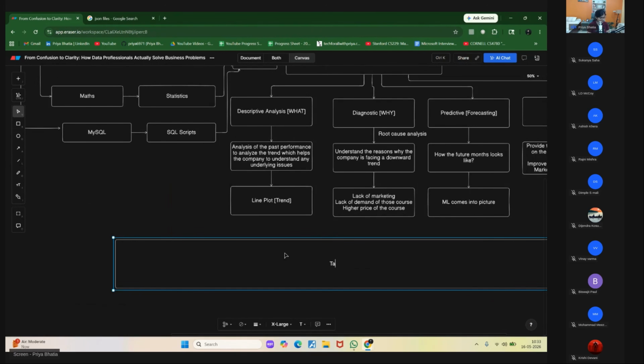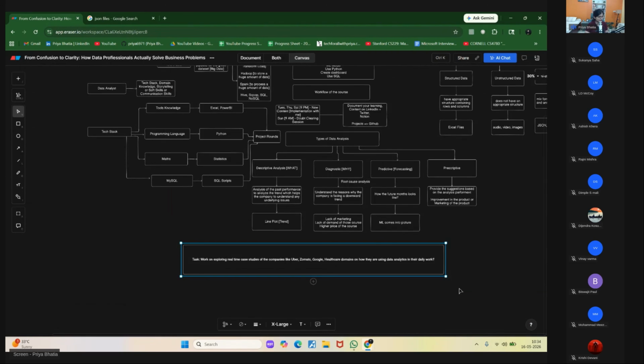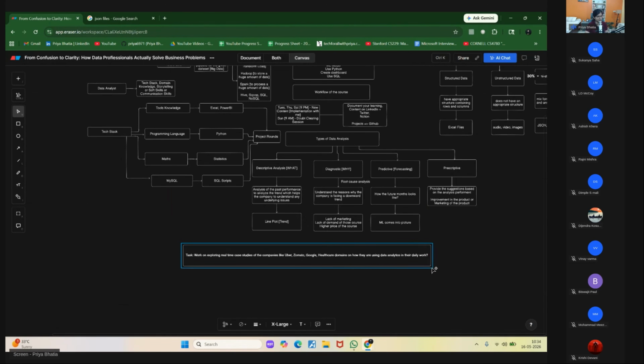The task for today's session is that you need to work on exploring real time case studies of companies like Uber, Zomato, Google, and hospitals, or we can say healthcare domains, on how they are using data analytics in their daily work. And you have to share these real time use cases, real time case studies, with me in the upcoming discussion.